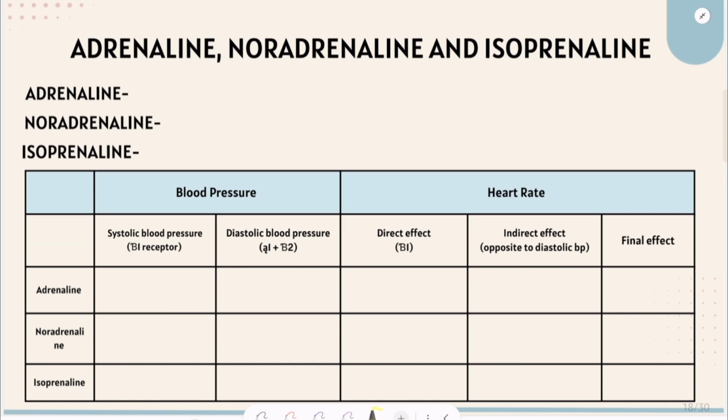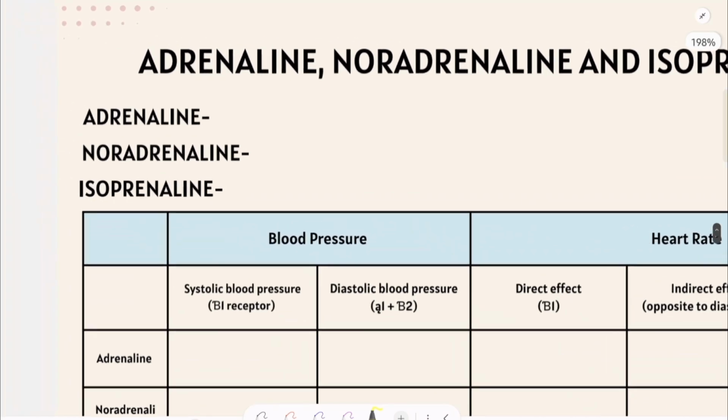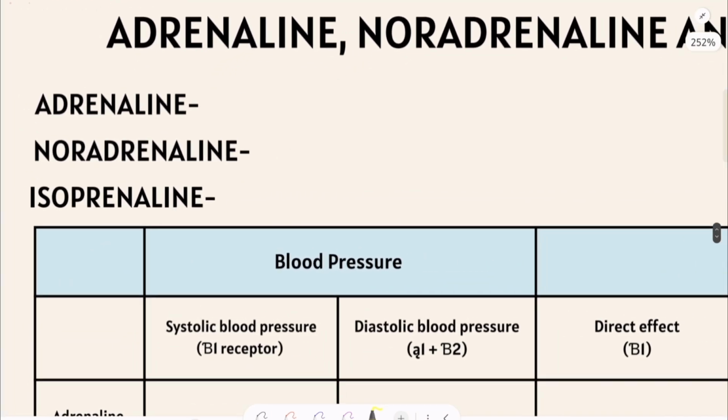It is very easy to remember. As you can remember, A for adrenaline and A for all. So adrenaline works on all the receptors, meaning alpha 1, alpha 2, beta 1 and beta 2. We have four main receptors, so adrenaline stimulates all the four receptors.